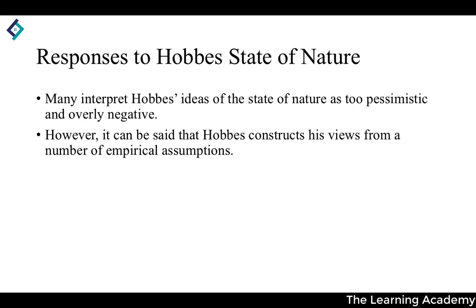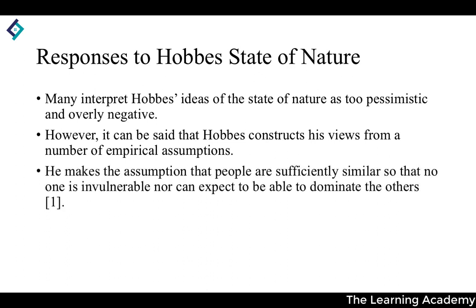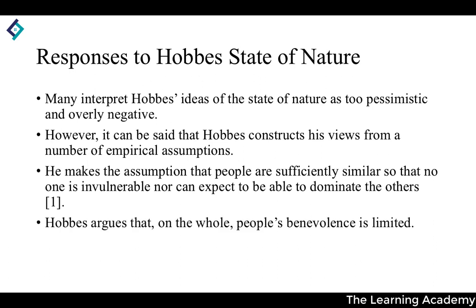However, it can be said that this argument doesn't really hold much water, since Hobbes does construct his views from a number of empirical assumptions. So he makes the assumption that people are sufficiently similar so that no one is invulnerable, nor can expect to be able to dominate others. Hobbes argues that on the whole, people's benevolence is limited. So he makes his argument for this view of the state of nature based on assumptions about society and how people in society act, and the psychology of people within societies.